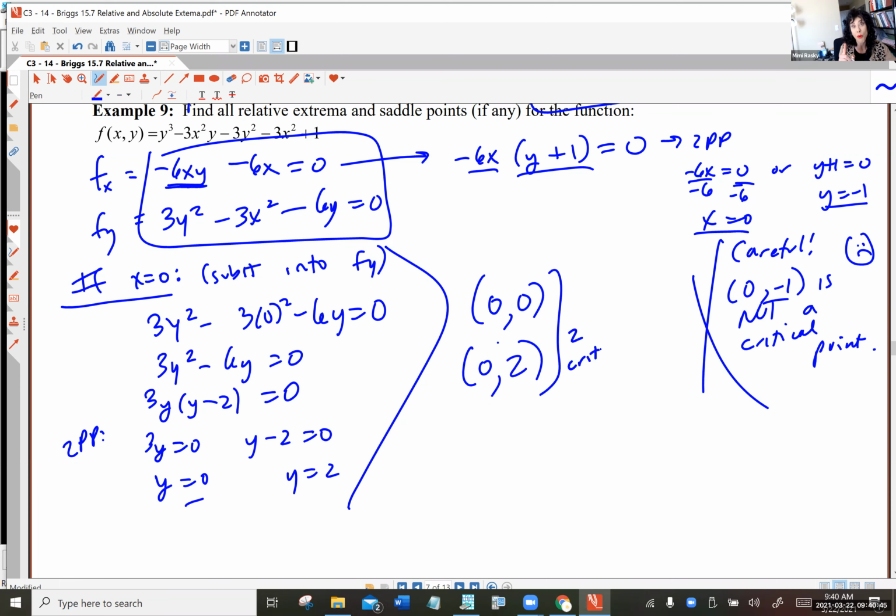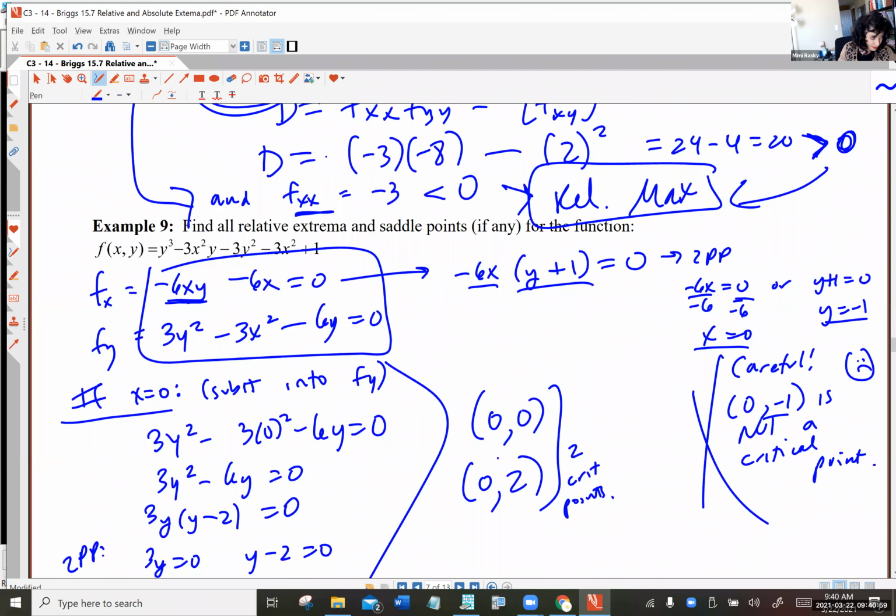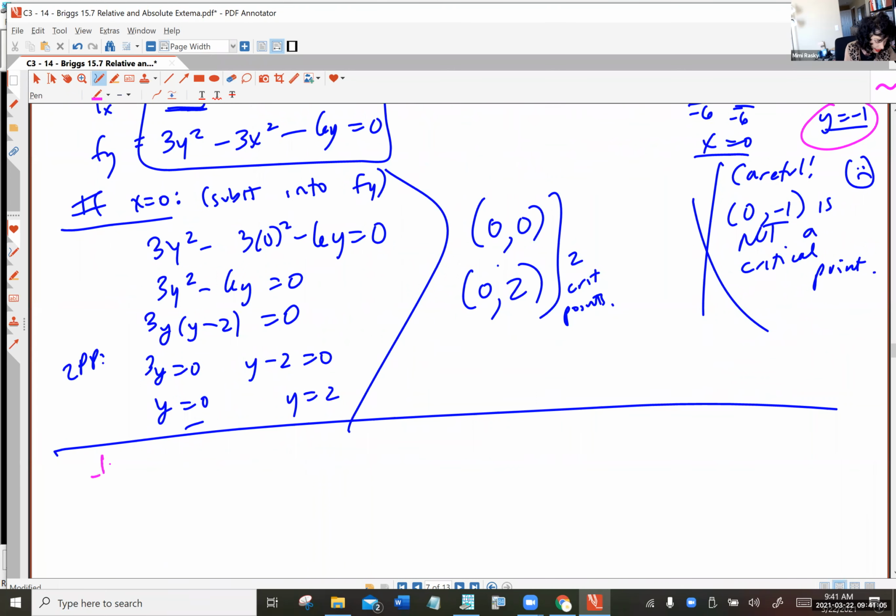But wait, there's more. We're not done. I claim there's two more critical points. Oh my God, can you have that many? Oh yeah, you can have infinitely many critical points, as we saw before. So what I'm going to do now is check the other possibility, which is what if y is equal to negative 1? We're going to substitute that into fy and see what we get.